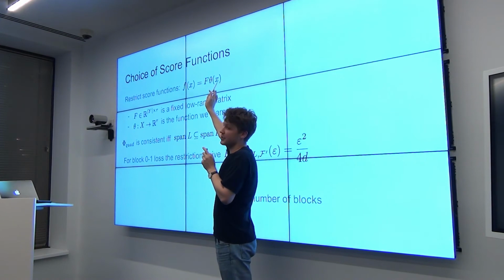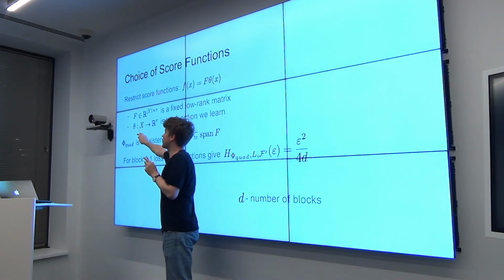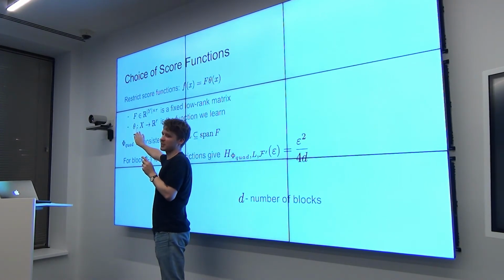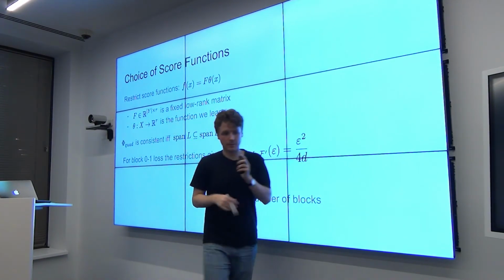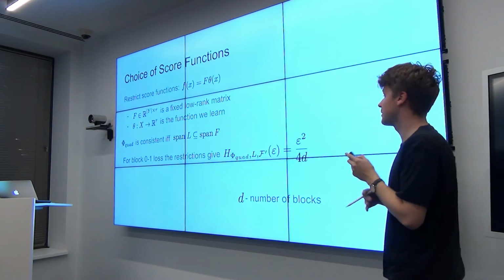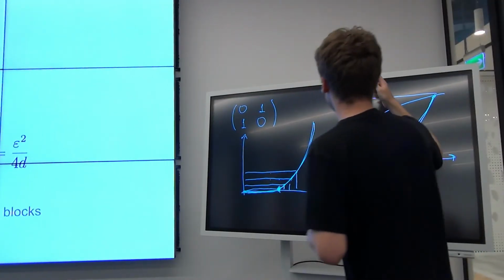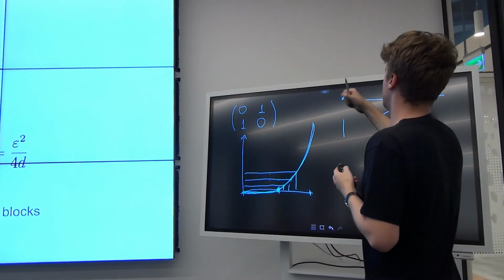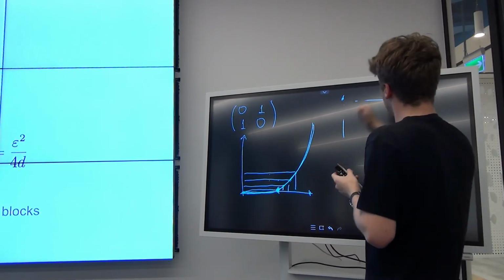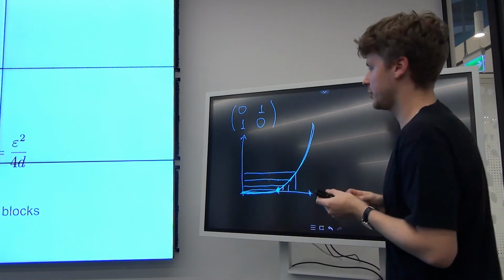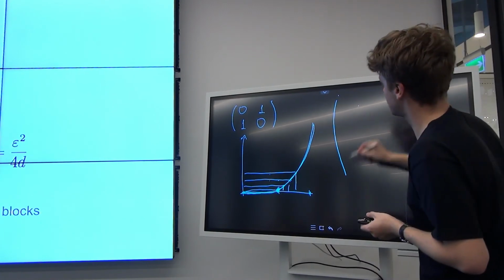We use this factorization and only work in practice with low-dimensional functions, which we then multiply by f to get score functions. So this is the kind of restrictions. For example, if you want to restrict score functions to output the same values for each block, you can use this kind of score function.